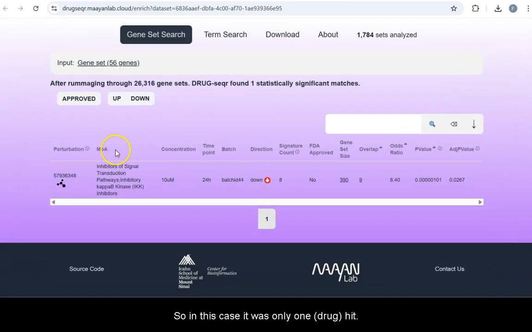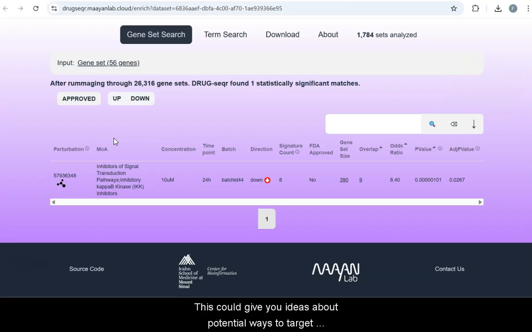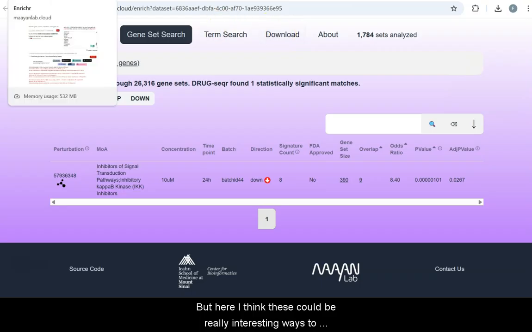So in this case it was only one hit, but sometimes you get so many hits here, and that could give you ideas about potential ways to target this gene set or this effect that you're looking for. So if your CRISPR screen depleted these genes, so if you knock out these genes, you achieve something that was interesting for you, maybe these drugs could do something similar. So again, we're on a fishing expedition to some extent, right? But here I think these could be really interesting ways to approach this.